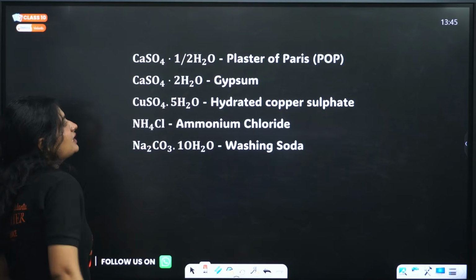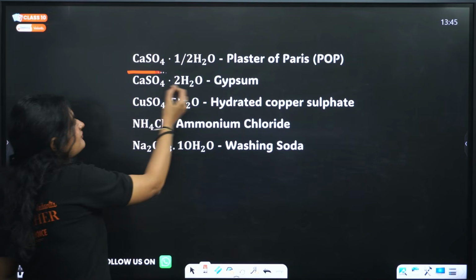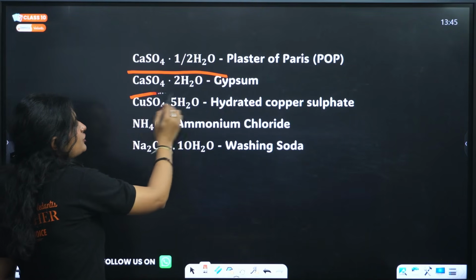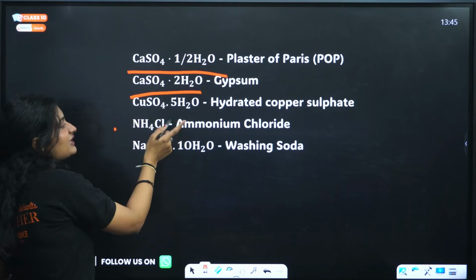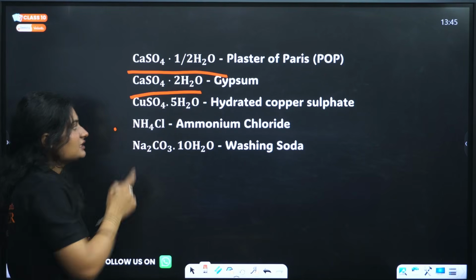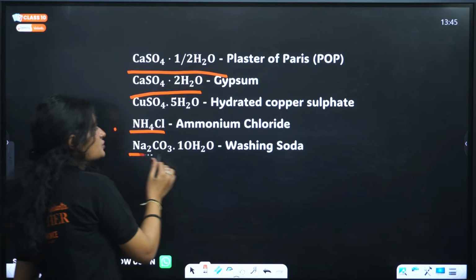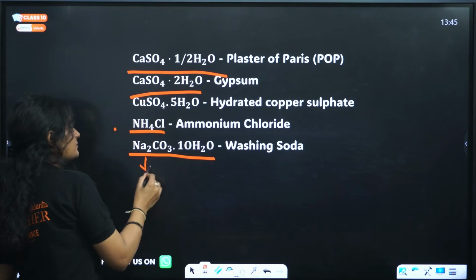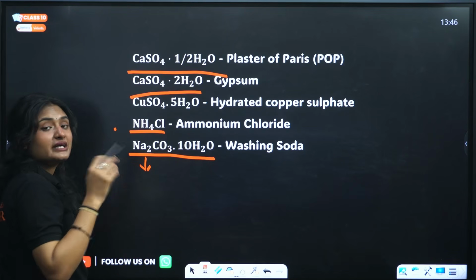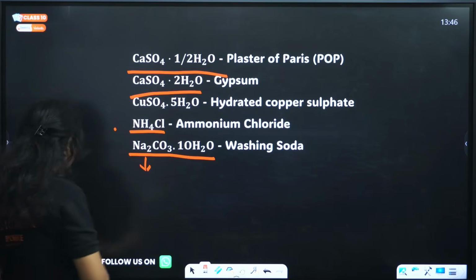Okay. Next, plaster of Paris, calcium sulfate with half H2O, gypsum is calcium sulfate with 2 H2O, copper sulfate with 5 H2O is hydrated copper sulfate, ammonium chloride NH4Cl, washing soda is Na2CO3, sodium carbonate, this is sodium carbonate with 10 water of crystallization.